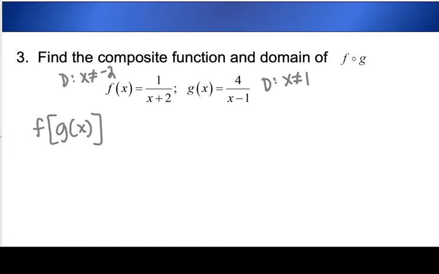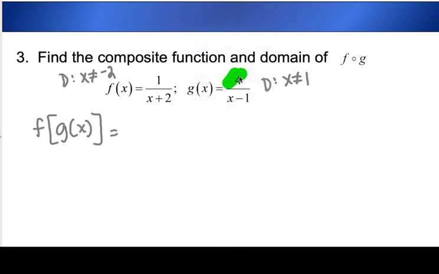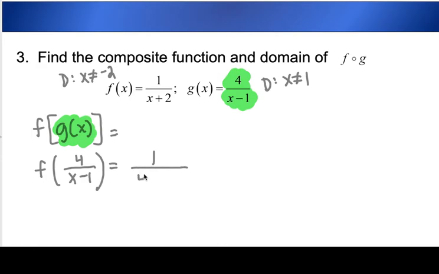So we're just going to write that off to the side because now we have some restrictions, and now we're ready to find f of g of x. So g of x is 4 over x minus 1. So f of 4 over x minus 1 is equal to, now I'm going to go to the f function, and instead of 1 over x plus 2, I'm going to have 1 over 4 over x minus 1 plus 2. This is called a complex fraction.